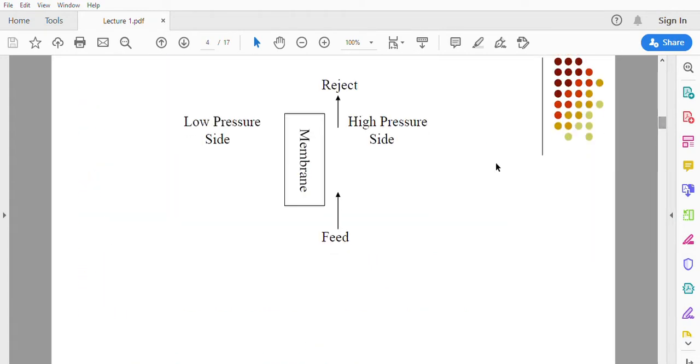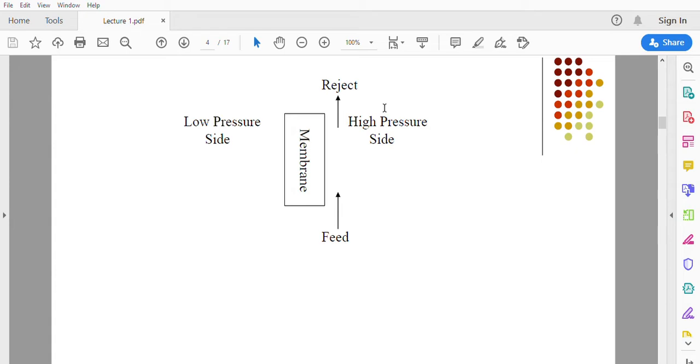Now this is the schematic diagram of the membrane based gas separation process. Here you have the membrane. So here you have one input and two outputs. This membrane based gas separation is a pressure driven process.